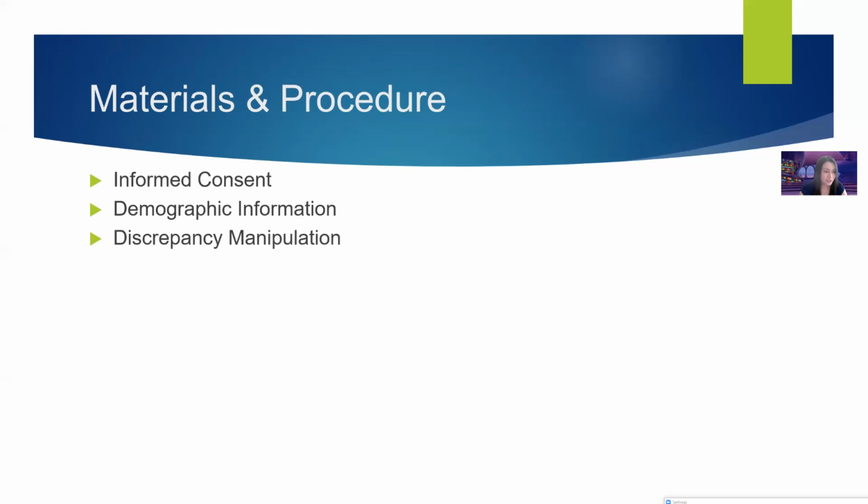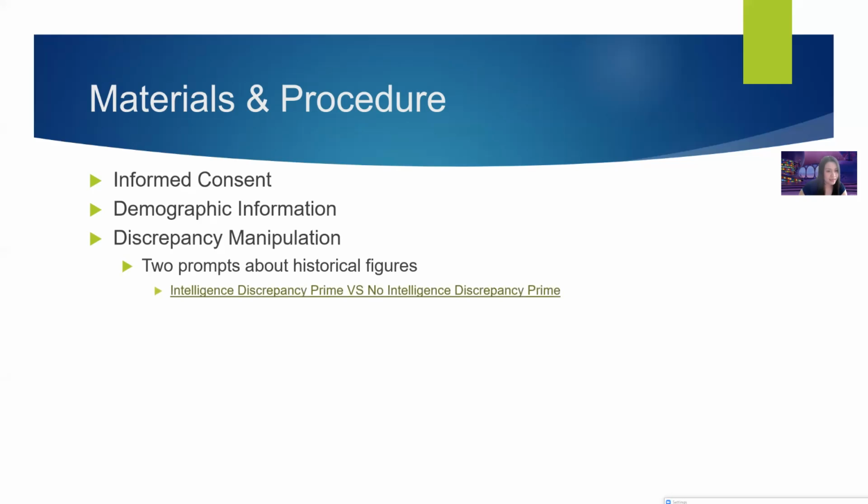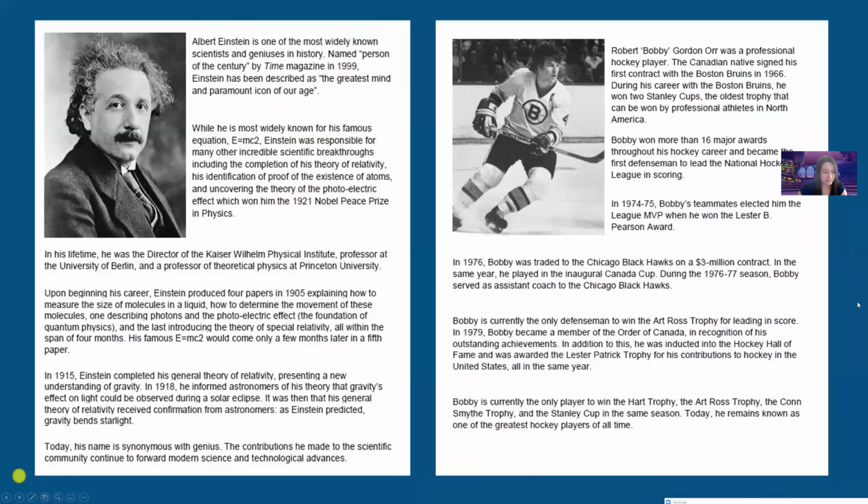We also included a discrepancy manipulation, and this was in the form of 2 prompts about historical figures. We used historical figures because previous studies have used similar exemplars, and historical figures are relatively well known to most people. So for these prompts, the goal here was that parents, when presented with the Albert Einstein prompt, would engage in a social comparison process, which would lead them to feel less intelligent by comparison after seeing Al.